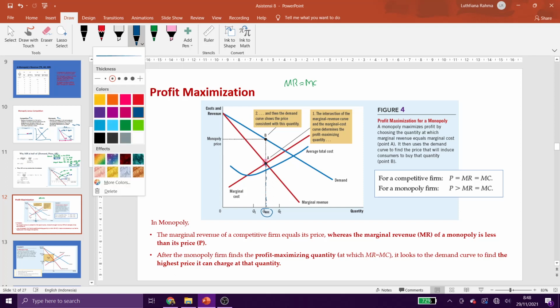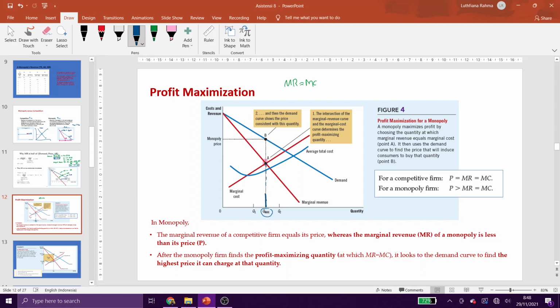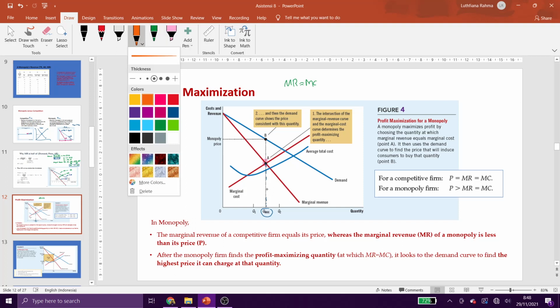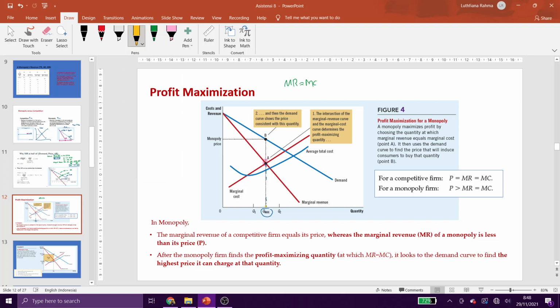Sorry, it is so thin. We move upward here. I think I should throw in another color, maybe yellow. Yeah, we move upward, and we will meet the average total cost here. So here's the location, or the value, of the firm's average total cost, or average cost.